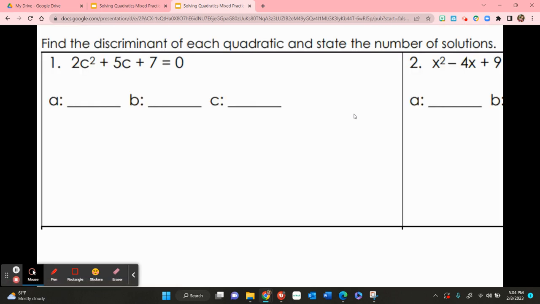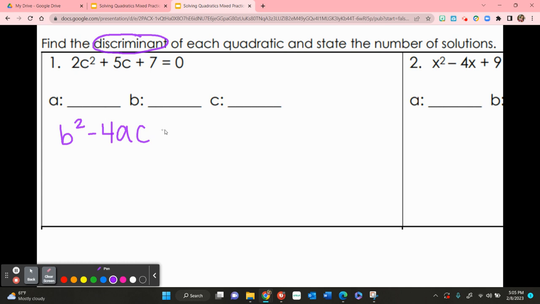We're going to go ahead and look at number 1. Number 1 says find the discriminant of each quadratic and state the number of solutions. Remember the discriminant, we can use that to find the number of solutions of a quadratic equation. The formula for the discriminant is b squared minus 4ac. If your solution, once you plug in the values of a, b, and c, is positive, that means you have two solutions. If it is 0, you will have only one solution. And if it is negative, you will have no real solution.